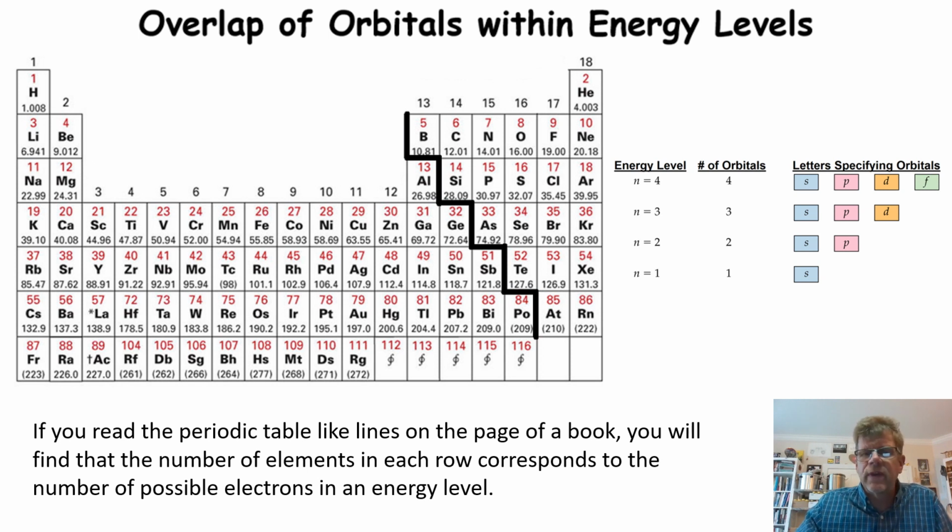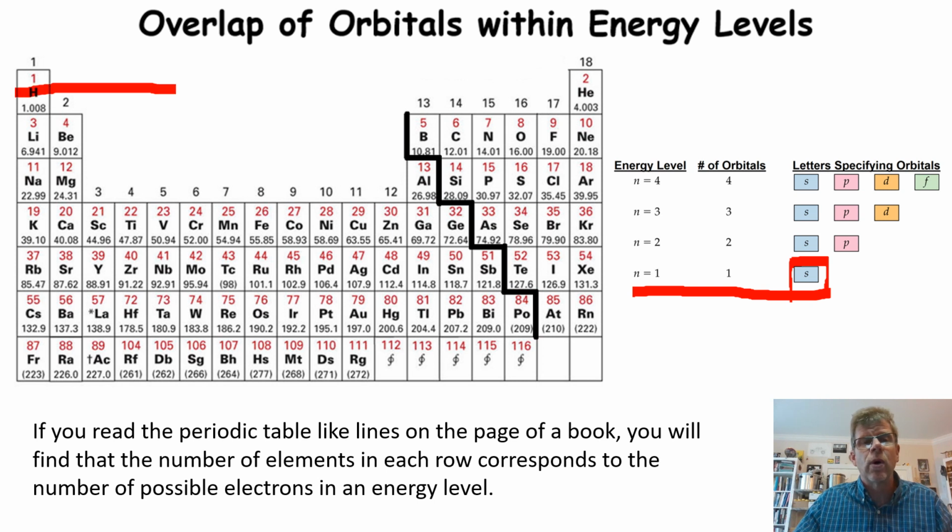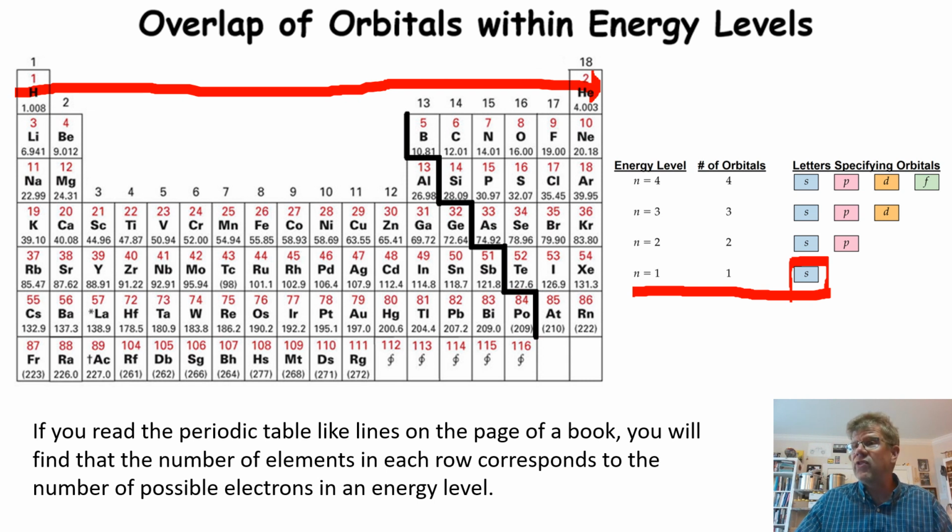Let's look over to the right-hand side. Energy level 1 has 1 orbital, and that's an s. How many electrons total can fit in energy level 1? Well, an s orbital can only hold 2 electrons, and that's it. So in that first energy level, that first row of the periodic table, there are only 2 electrons, thus only 2 elements. Great, and we've finished that energy level. We start a new energy level by the next row on the periodic table.